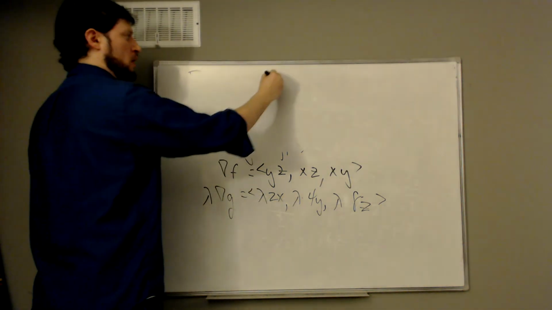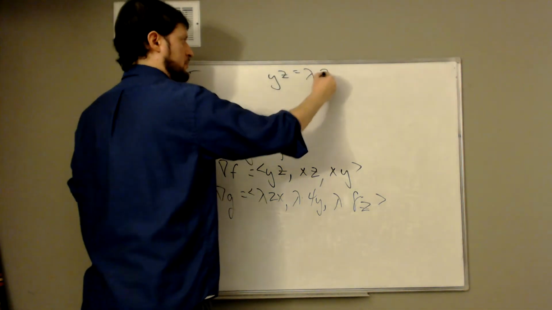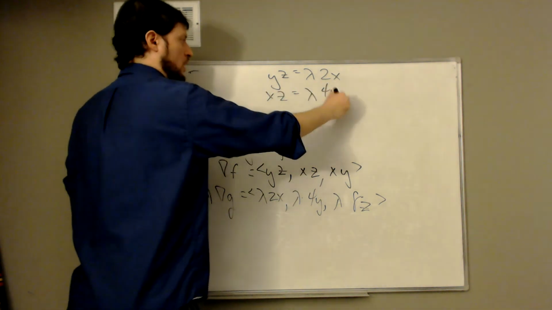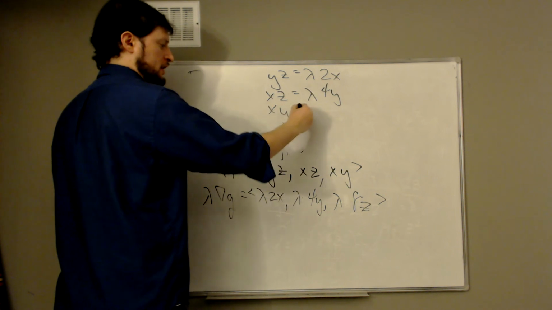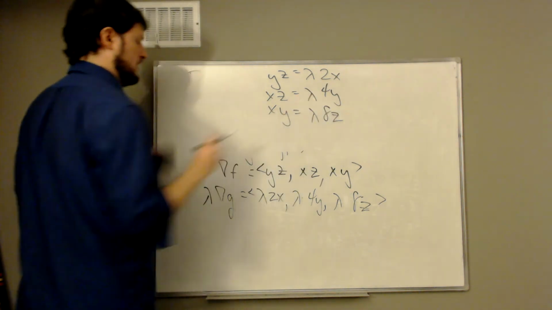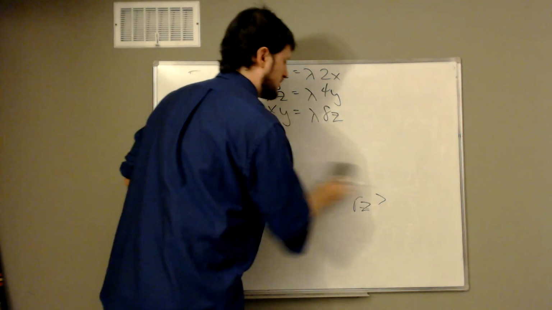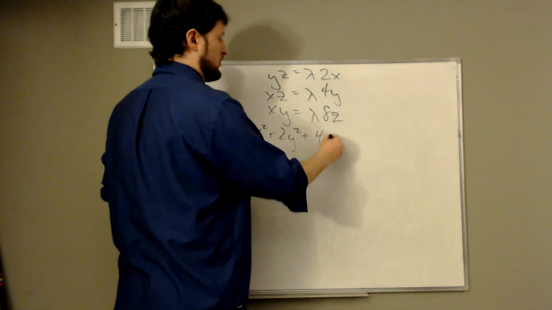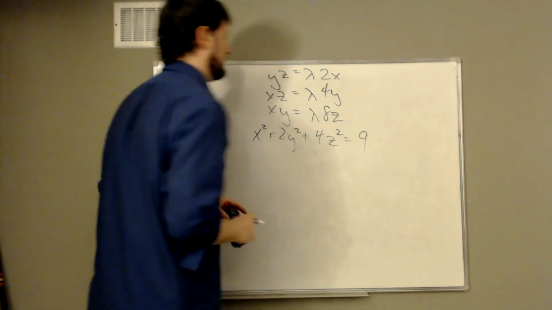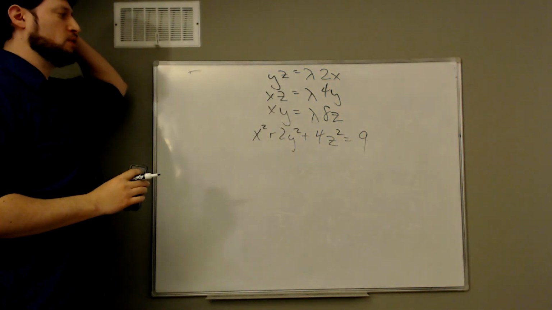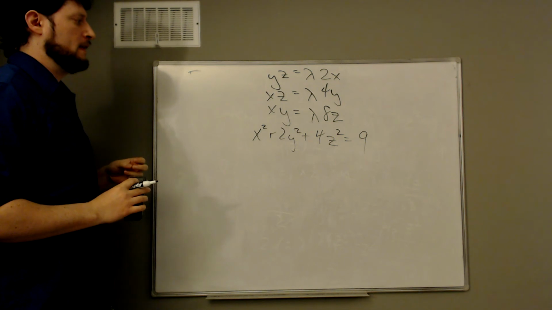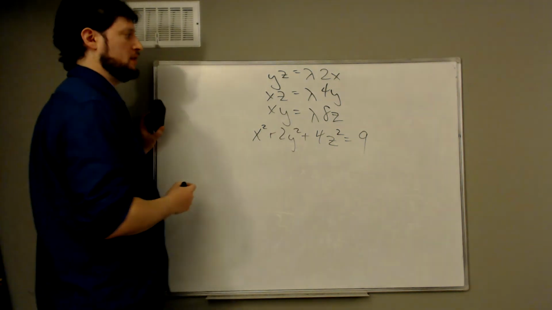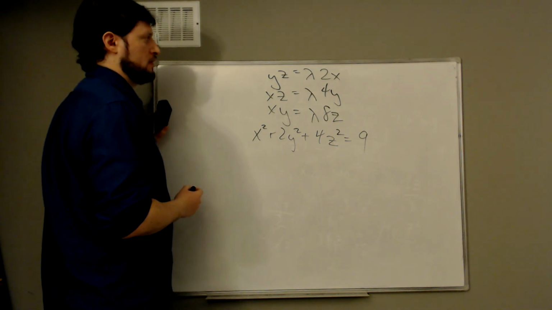Which means that yz is lambda times 2x, xz is lambda times 4y, xy is lambda times 8z, and don't forget our original constraint, x squared plus 2y squared plus 4z squared is 9. So these are our 4 equations and 4 unknowns, and we need to solve them for all of the variables. All right.